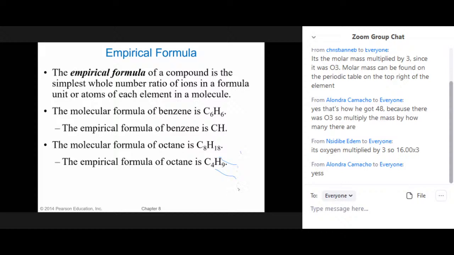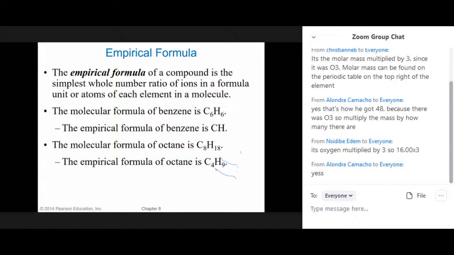So we see the empirical formula for benzene, what is it? Carbon is 12, right? And hydrogen is 1 in this case. All right, so you got this right here. And if you multiply this by 6, you have this. Here you got a molecular formula of octane, which is C8H8 here.